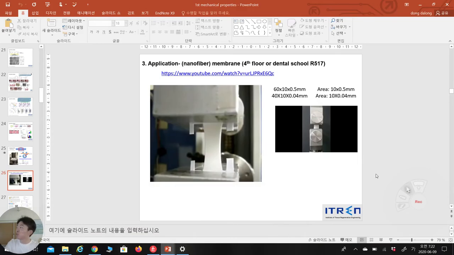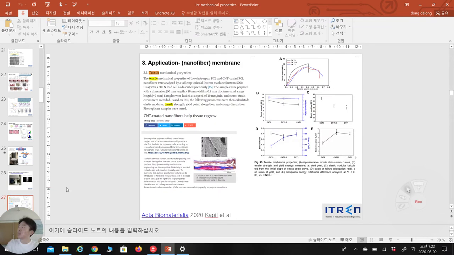Yeah. If we want to measure a very low value, then you have to use the dental instrument. But if we want to measure a very high value, you can use the fourth floor instrument. This instrument is next to the FSM machine. So from this kind of nanofiber or membrane strength, we can publish in many good journals.